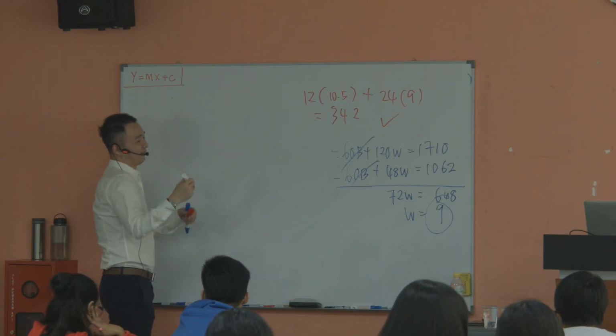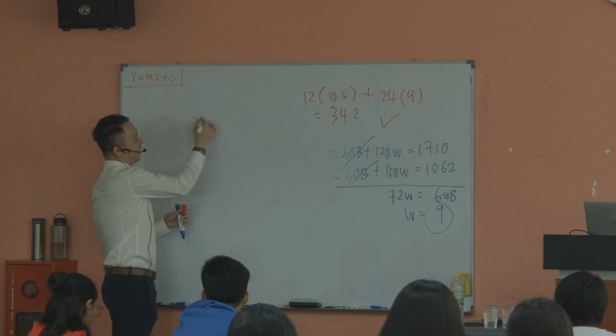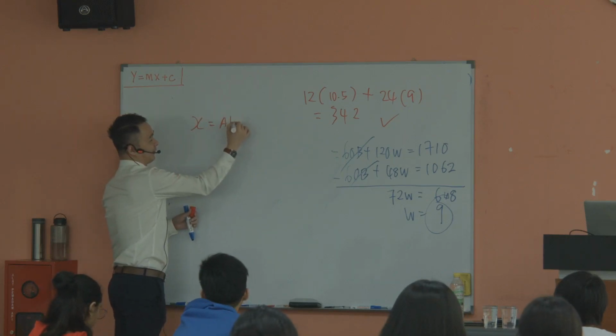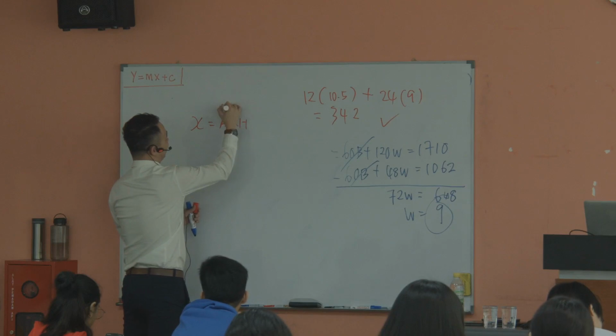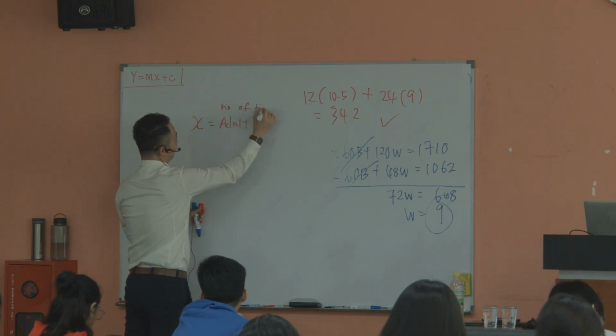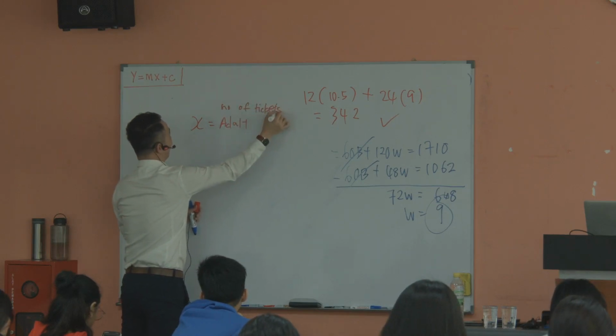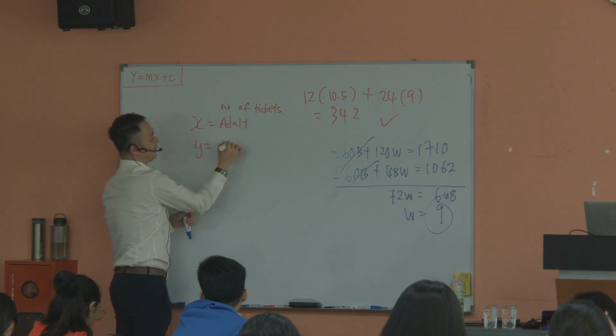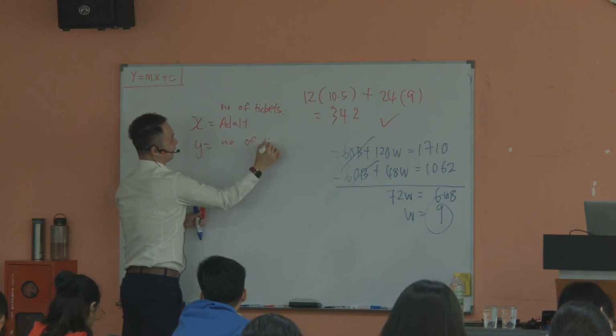All right, never mind. We say X equals the number of tickets for adult, and Y is the number of tickets for children.